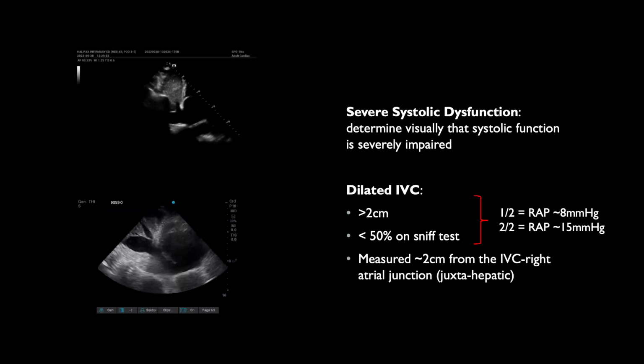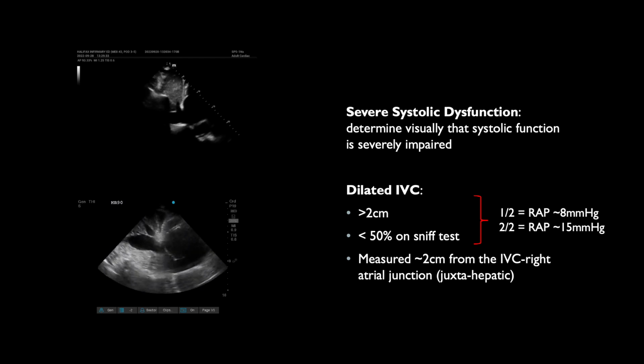So in cardiac and IVC assessment of this patient, we see obvious hypokinesis and severe systolic dysfunction with a dilated IVC. A dilated IVC on ultrasound is defined as having a diameter greater than 2 centimeters with less than 50% collapsibility when the patient takes a sharp sniff inhale. This diameter is measured approximately 2 centimeters from the IVC right atrial junction.